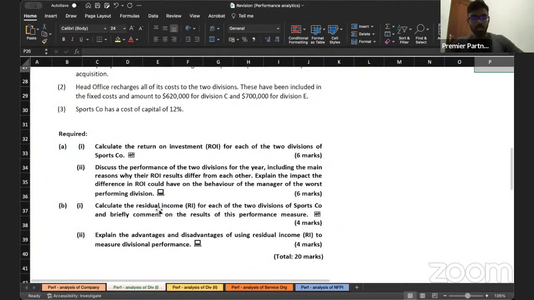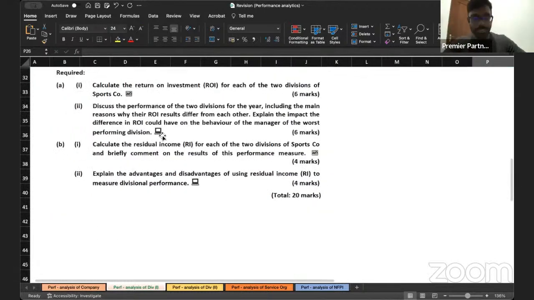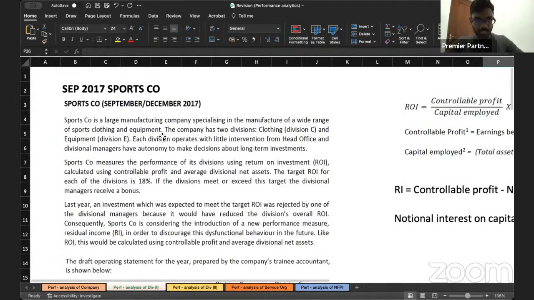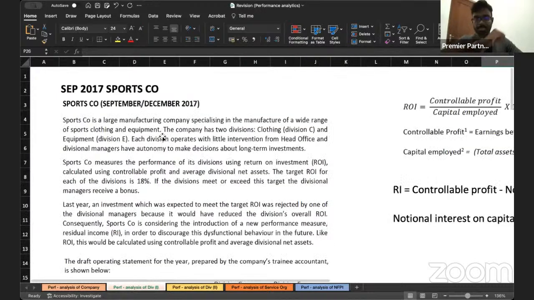I want you to calculate ROI and RI. We'll talk about the rest. I want you to do the calculation on your own. Read the case study and quickly answer this. I'll give you 20 minutes.